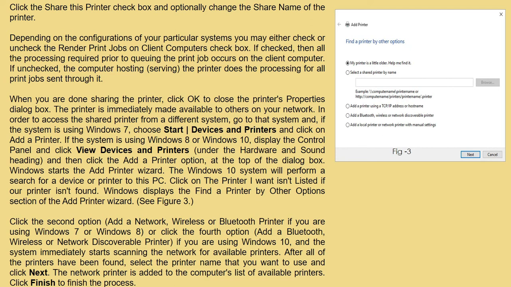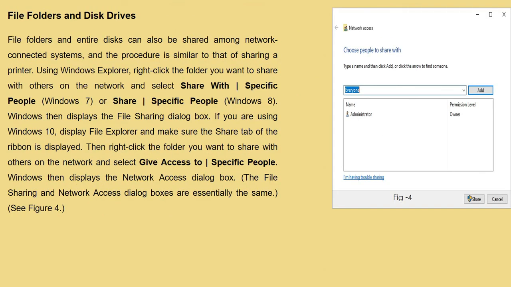Okay, now how can the files, folders and disk drives be accessed through your network sharing option? Files, folders and an entire disk can also be shared among the network connected systems, and the procedure is very similar to that of sharing a printer. Okay, so using Windows Explorer, right click the folder you want to share with others on the network and select share with specific people, that is under Windows 7, or share specific people under Windows 8.